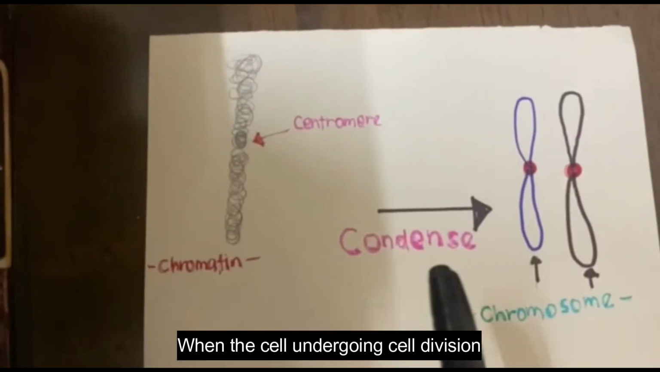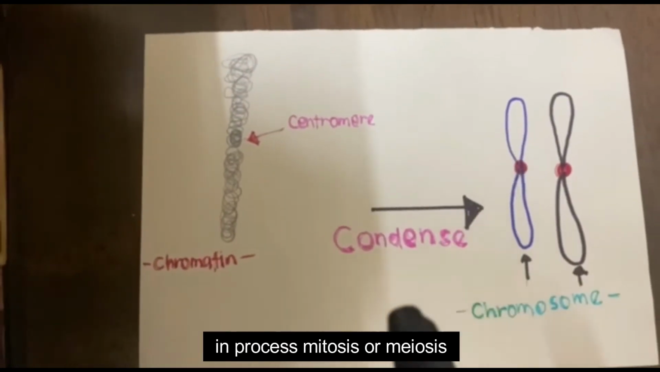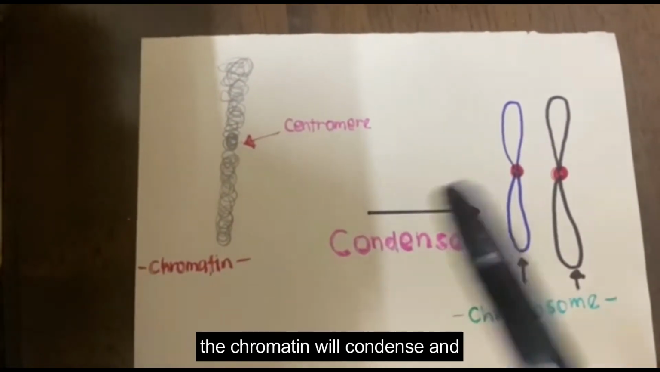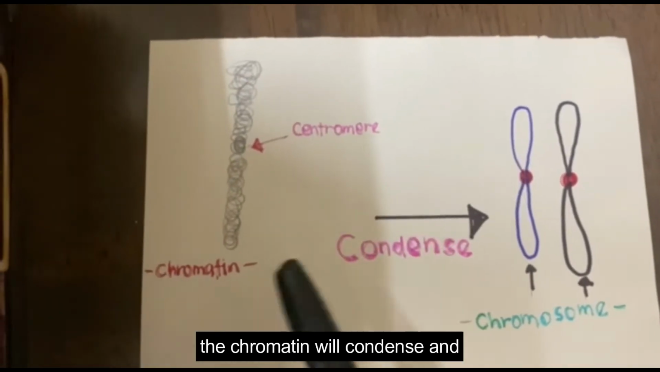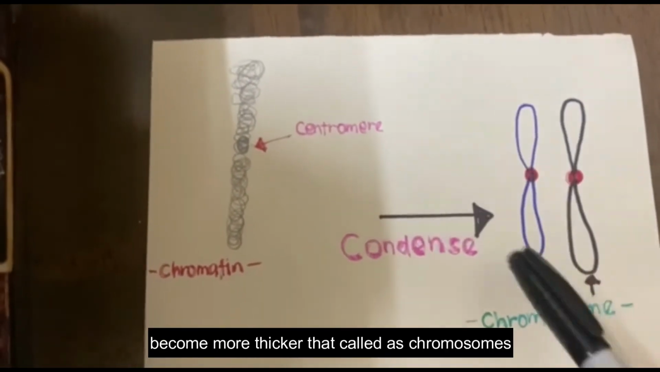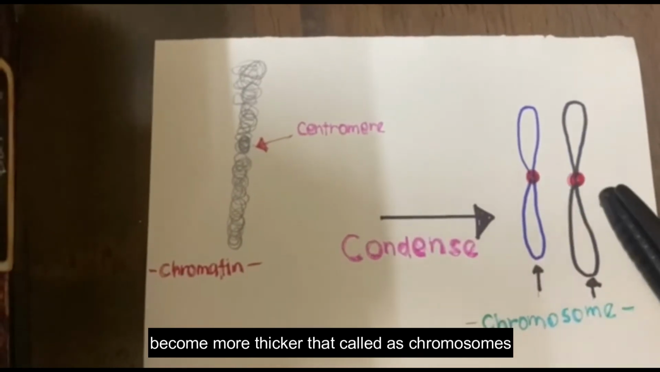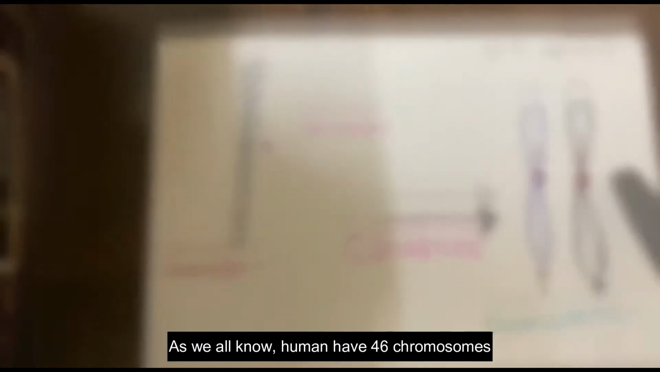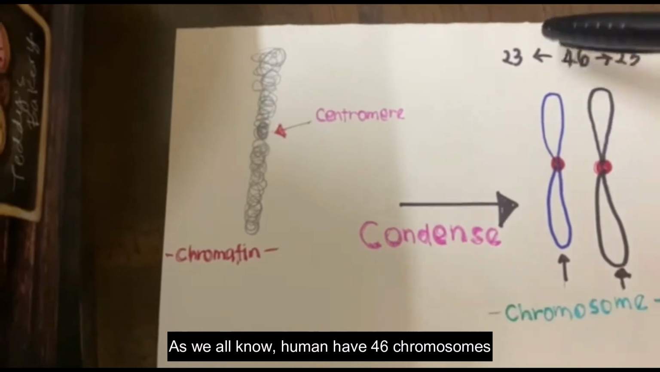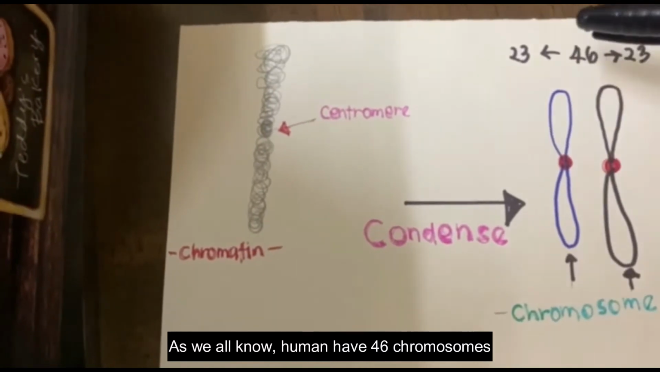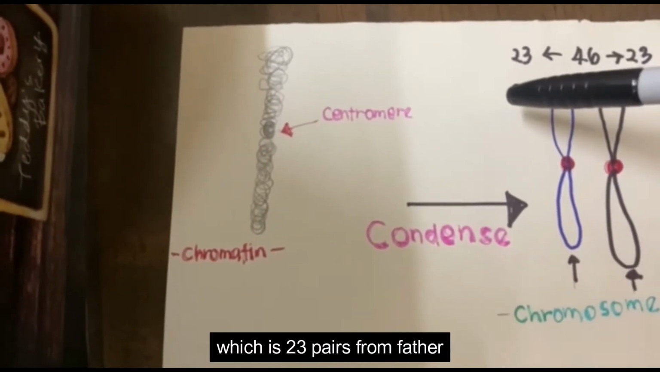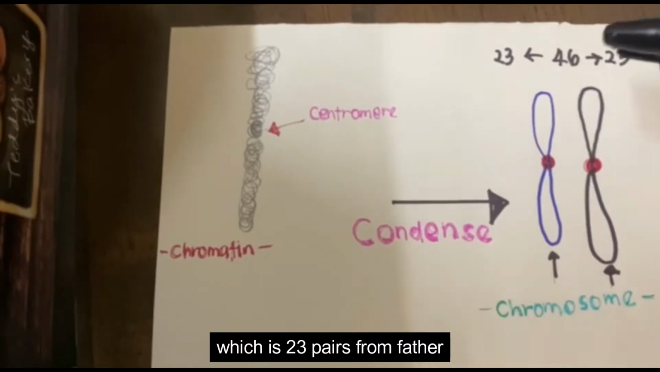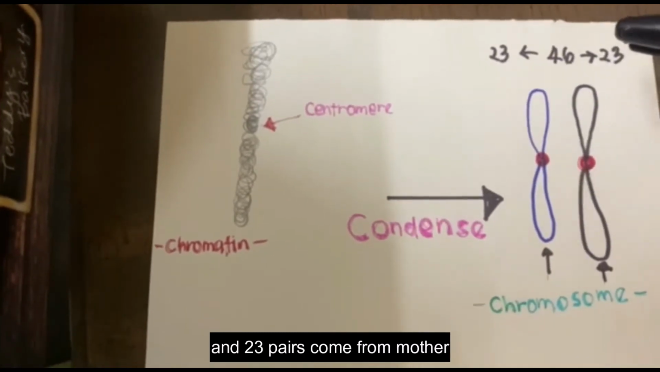When the cell undergoes cell division in the process of mitosis or meiosis, the chromatin will condense and become thicker, which is called chromosomes. As we all know, humans have 46 chromosomes, which is 23 pairs coming from the father and the other 23 pairs coming from the mother.